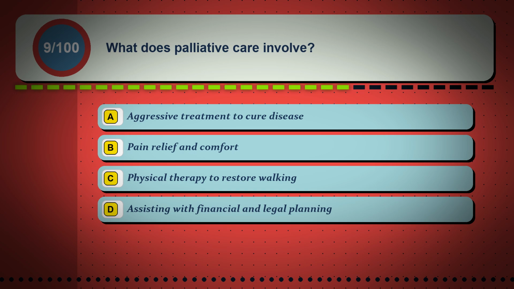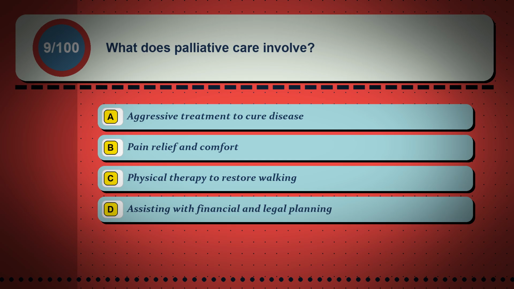Question 9. What does palliative care involve? Option A, aggressive treatment to cure disease. Option B, pain relief and comfort. Option C, physical therapy to restore walking. Option D, assisting with financial and legal planning.